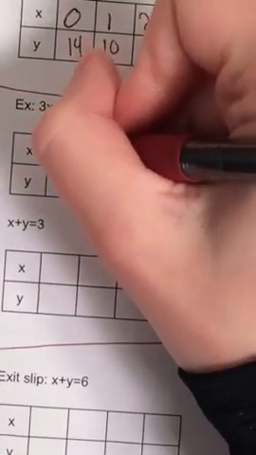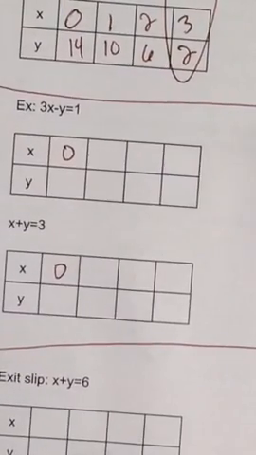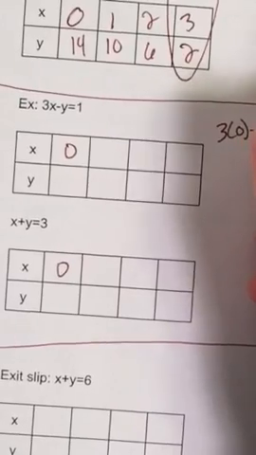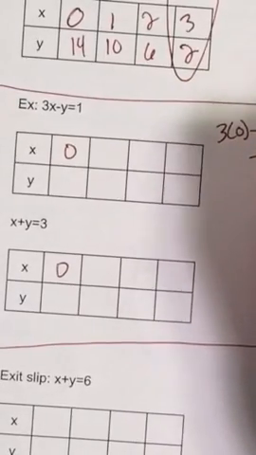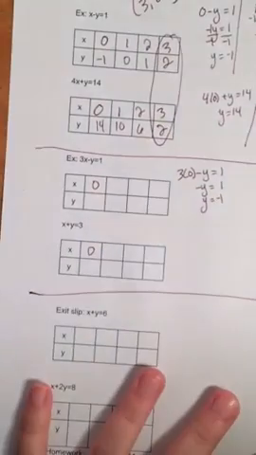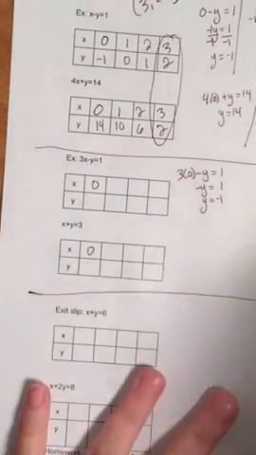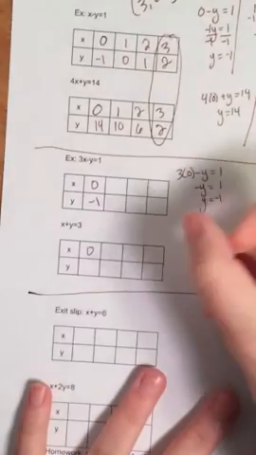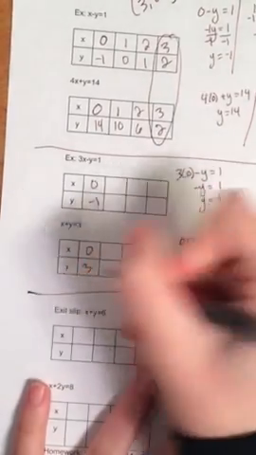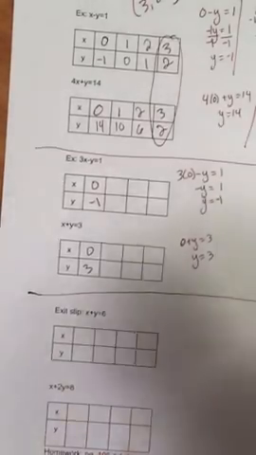Again, I'm going to start out with an easy point, x equals 0. Okay, so 3 times 0 minus y equals 1. So I get negative y equals 1. So again, I just flip those signs, or divide by negative 1. Oop, I'm so sorry, you guys can't see that. So your y is negative 1. Now here, if I do 0 plus y equals 3, y equals 3. So they don't match up. So we got to do another x value.